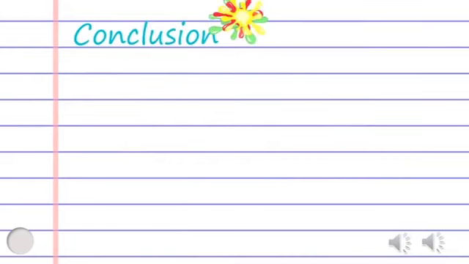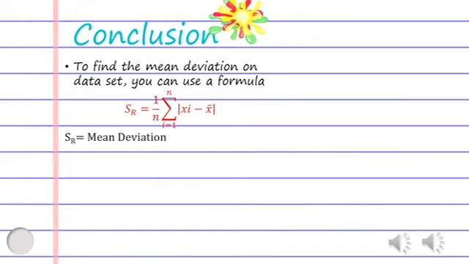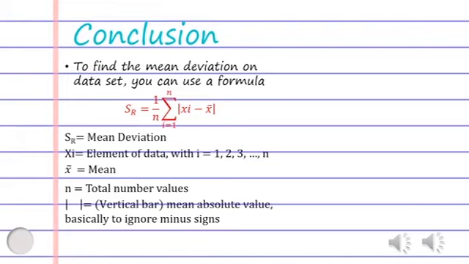The last part of this discussion is the conclusion. The first: to find the mean deviation of a dataset, you can use the formula SR equals sigma of the distance between each data value and the mean, divided by the total number of values. Here SR is the mean deviation, Xi is an element of data, X bar is the mean, N is the total number of values, and the vertical bar is absolute value, which basically ignores minus signs.